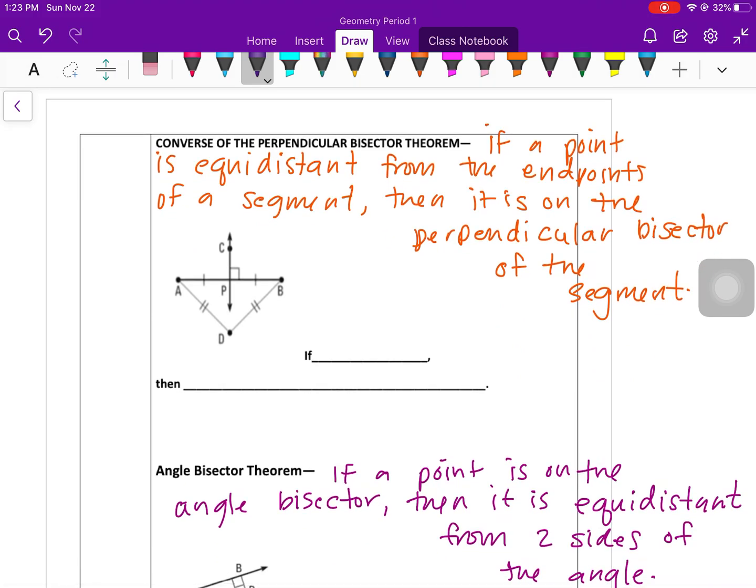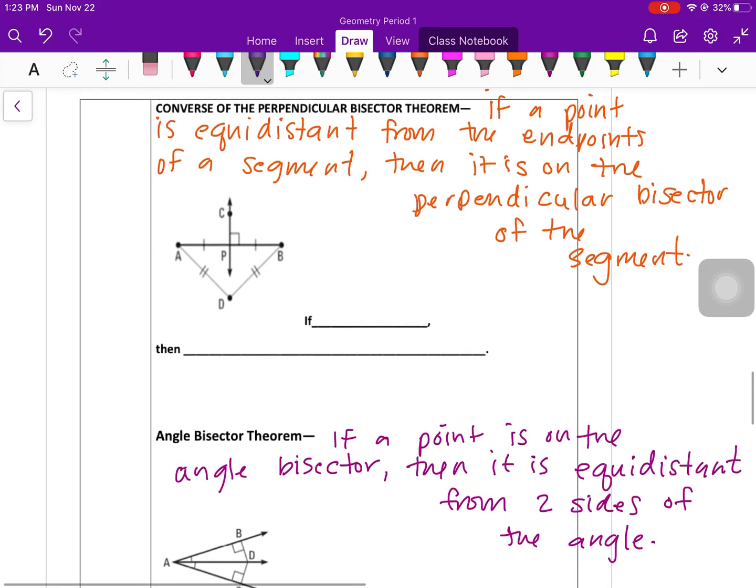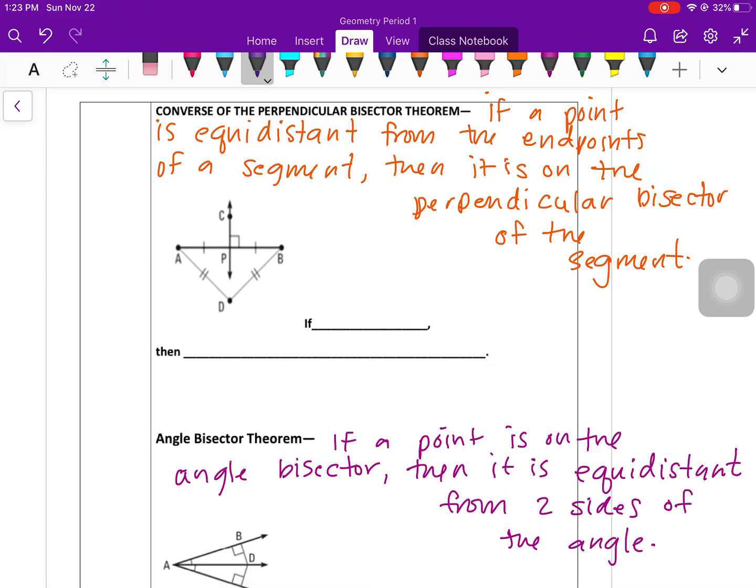The converse, remember, we're just switching our p's and our q's. So if a point is equidistant from the endpoints of a segment, then it is on the perpendicular bisector. Press pause, write these next two down, and then we will talk about them.